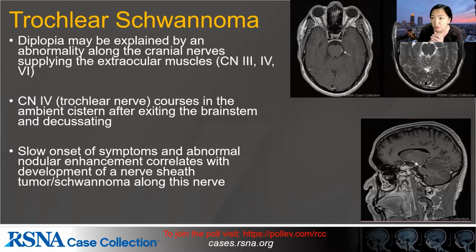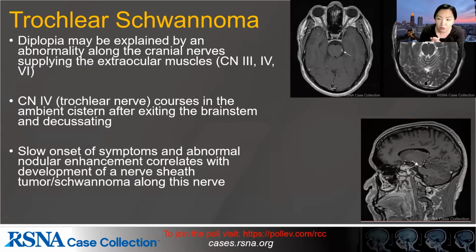When we look at a patient with diplopia, we must think about what muscles and nerves may cause that to happen. And here we're thinking about the cranial nerves that are supplying the extraocular muscles, which would be cranial nerves 3, 4, and 6. Cranial nerve 4, the trochlear nerve, is a very small nerve that courses in the ambient cistern, shown here, after exiting the brainstem and decussating. And again, it's such a small nerve, and usually you don't even see it on your routine MR imaging.